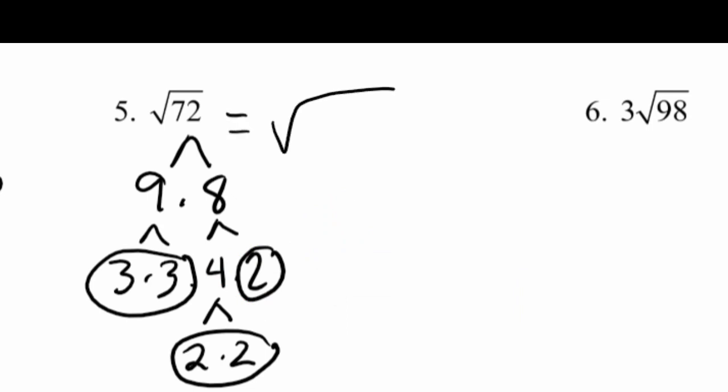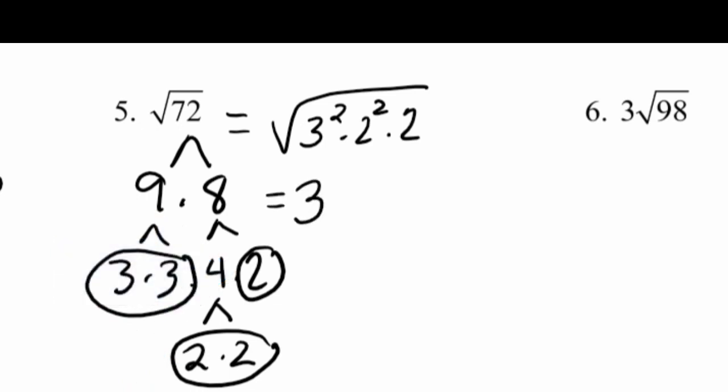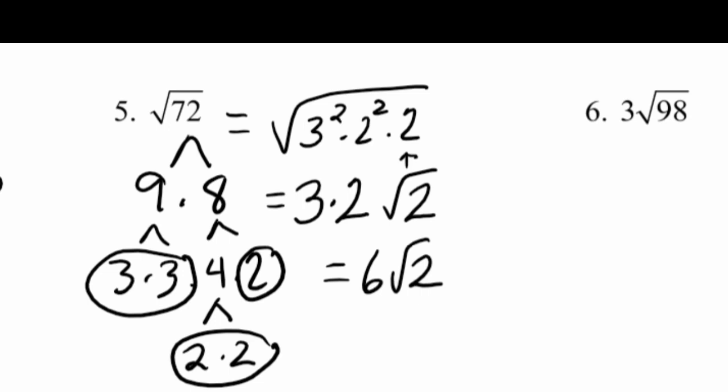Okay, let's write this down. We've got these two 3's, 3 squared. These two 2's down here are 2 squared, and then this extra 2 is here on its own. So we're going to take the square root of 3 squared, which is 3. So that comes out of the radical. The square root of 2 squared, which is 2, comes out of the radical and multiplies times the 3. And the extra 2 stays in the radical as the radicand, right? And then you multiply the 3 times 2 together, and you get 6 square root of 2. So the square root of 72 is 6 times the square root of 2.